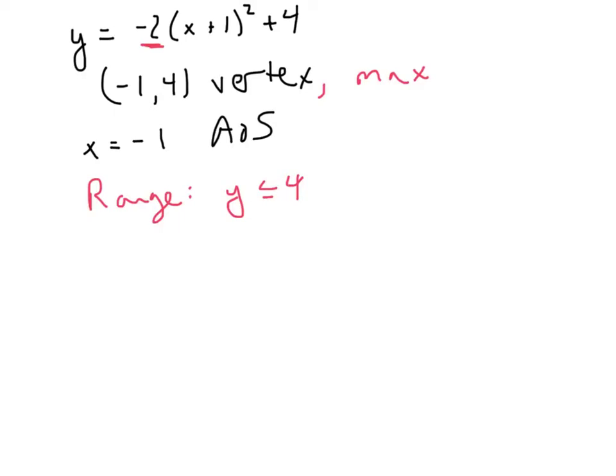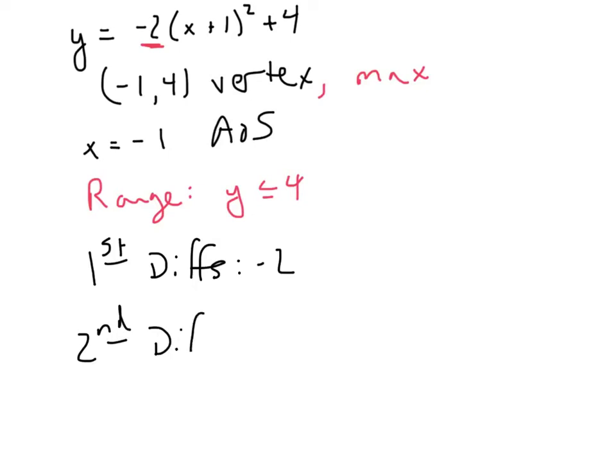And finally, we can find the differences fairly easily, again by looking at that leading coefficient. So I've got my first differences, and my first difference is equal to that leading coefficient, so -2. My second difference is always going to be twice that leading coefficient, so -4. And I just add -4 every time to get my next first difference, so -2, -6, -10, -14, and so on.